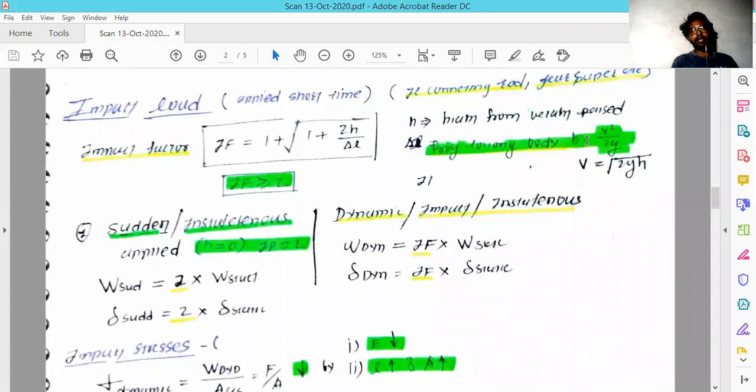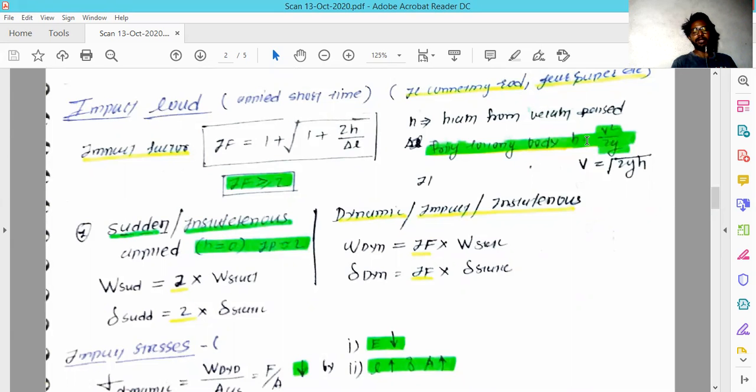In this impact load topic, they actually combine it with a different kind of chapter, like the strain energy chapter. They combine these chapters and ask a combined question. So we show that impact load.